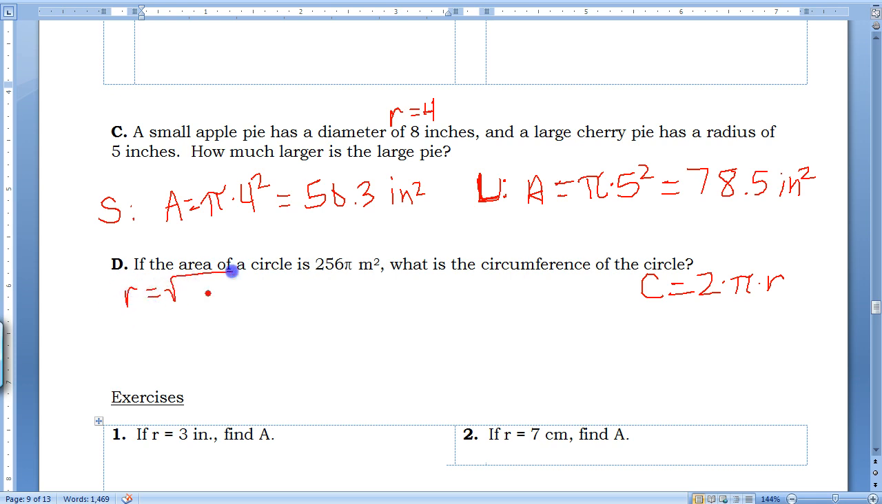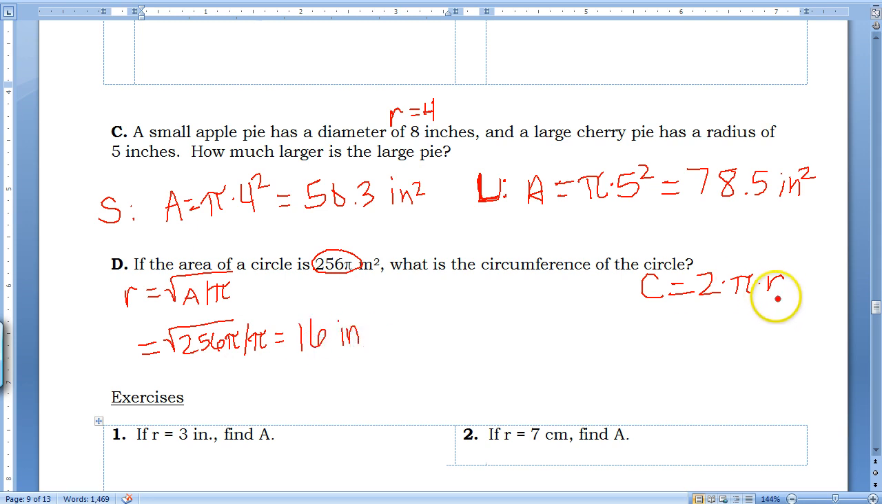I'm going to write it again down here. It was the square root of the area divided by pi. So that will be the square root of the area. And here the area is 256 pi. So I do want to include the pi when I do this. Divided by, basically those pi's cancel each other out, and I'm just doing the square root of 256. And that is 16. So the radius of the circle is 16 meters.